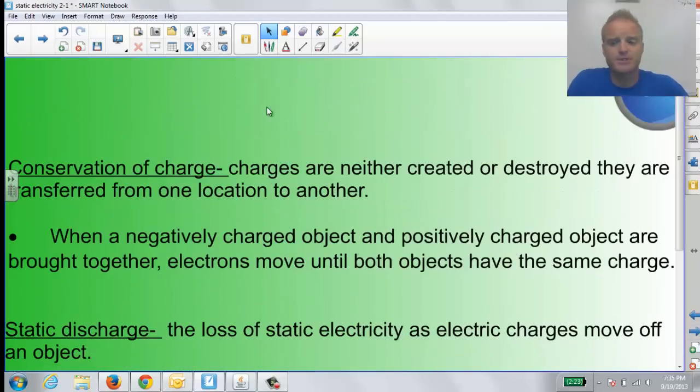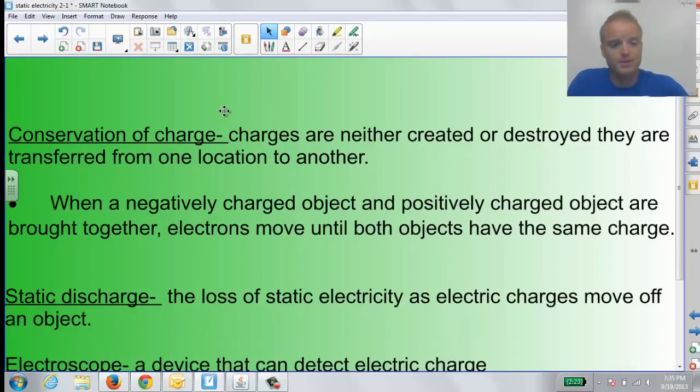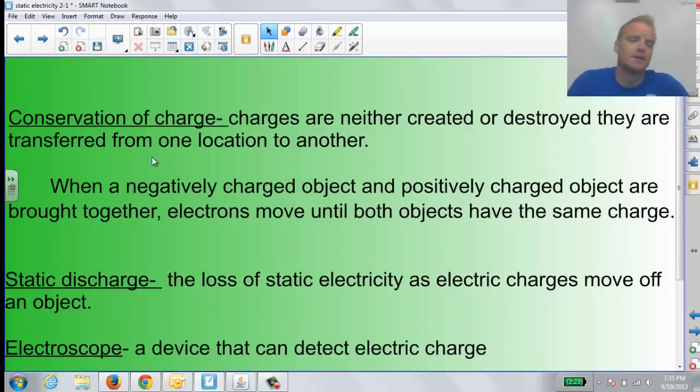Now, when we talk about static charges, or electric charges in general, we have something called the conservation of charge. And this goes into the conservation of mass in future units. Typically when we think of conservation, we think of trying to save something. We're conserving water, or conserving land. Anytime you see the conservation of charge, conservation of mass, conservation of energy, all are really the same idea. It's saying that charges are neither created nor destroyed, they are transferred from one location to another.